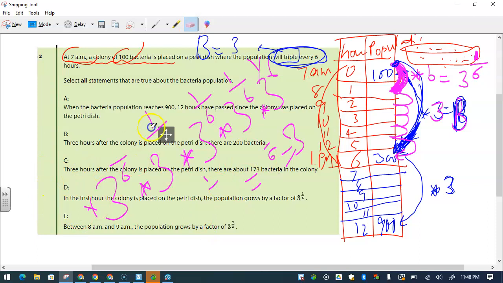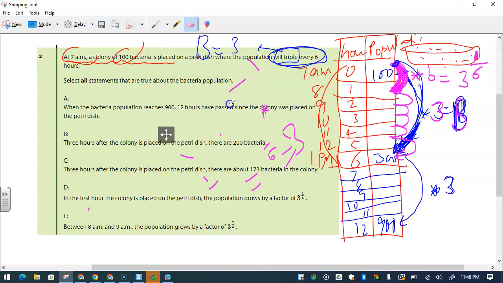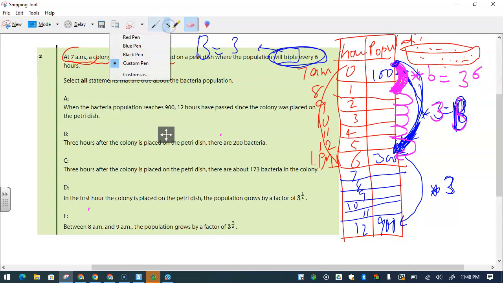So let me wipe this. I just thought of showing this because it explains what the growth rate is every hour while the bacteria is increasing. So B is this. B is, let's write that again.